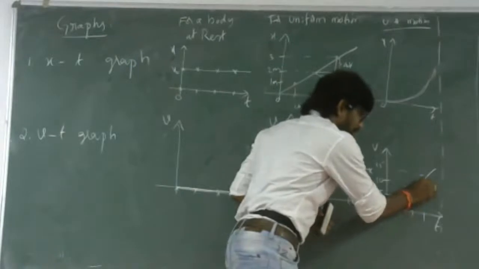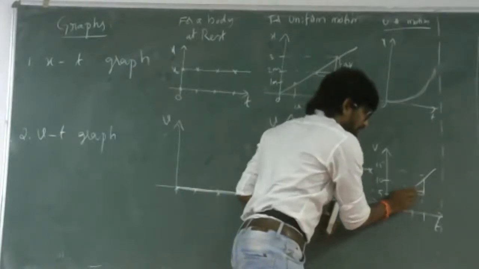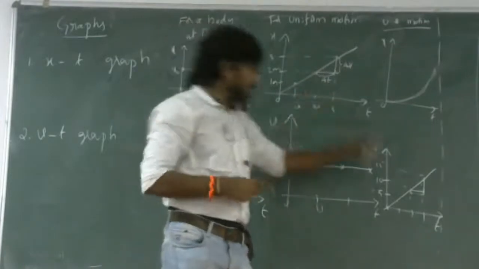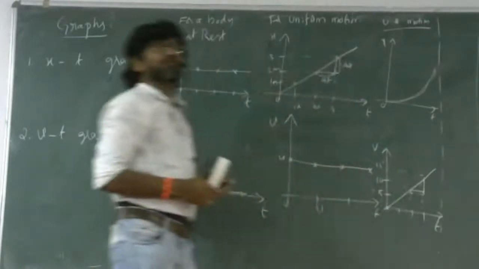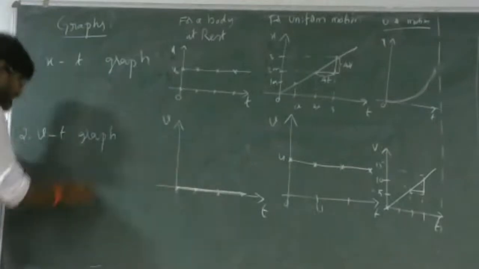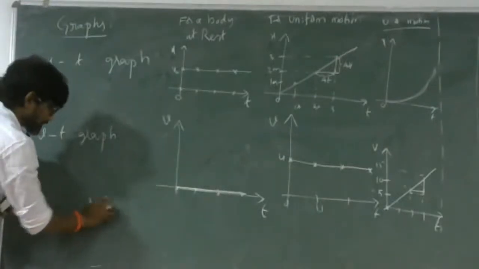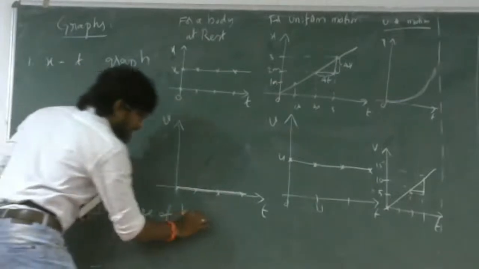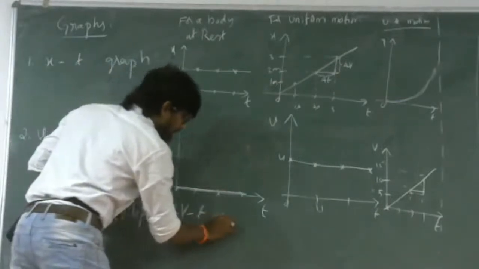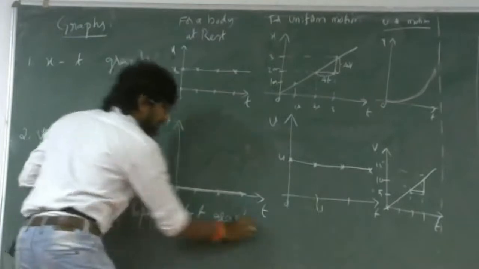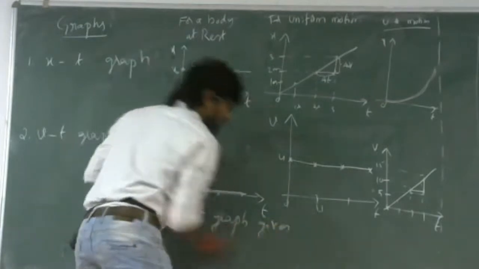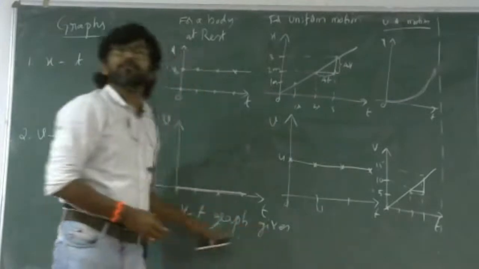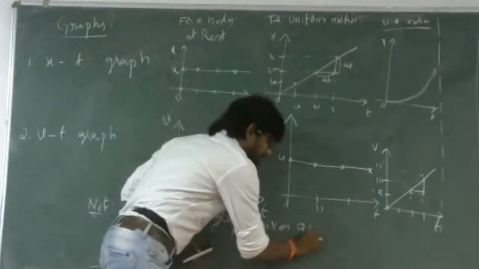From this we come across one more statement, that is the slope of velocity time graph. Slope of position time graph gives what? Velocity. Whereas the slope of velocity time graph gives acceleration. Here you can write that point. Note: slope of VT graph gives acceleration.